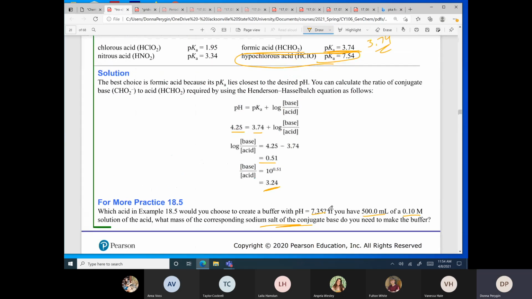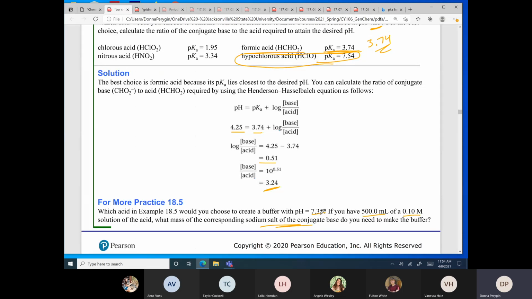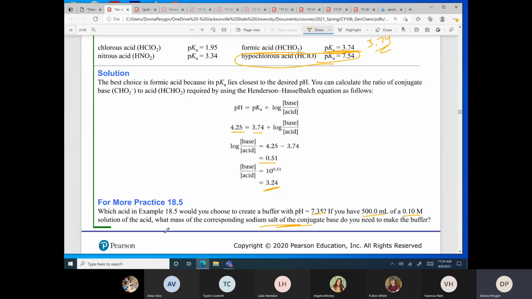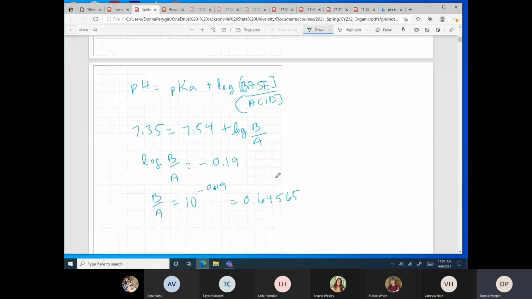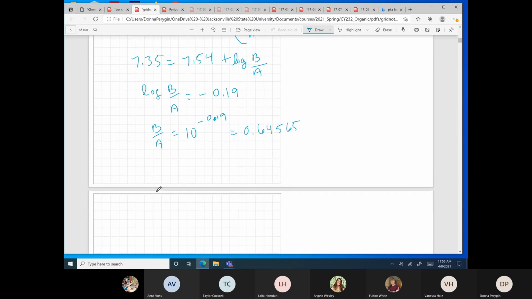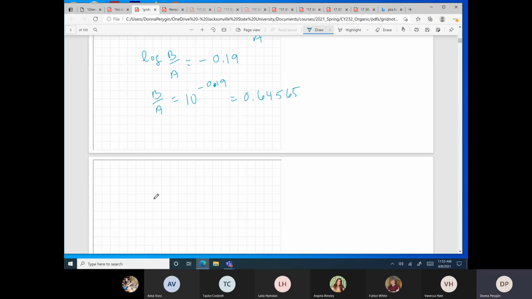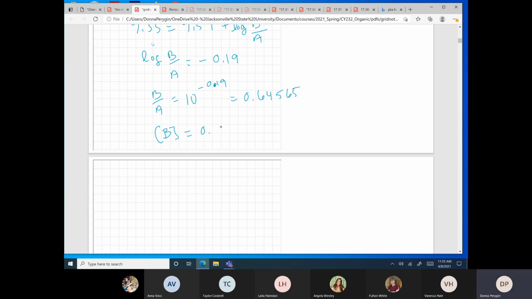We want a buffer solution with a pH of 7.35. We have 500 milliliters of a 0.1 molar solution of the acid. What corresponding mass of the sodium salt do we need to make the buffer? Okay, so we know that we need this ratio. So if we have that ratio, we can solve for the base: the concentration of the base is equal to 0.64565 times the concentration of the acid.